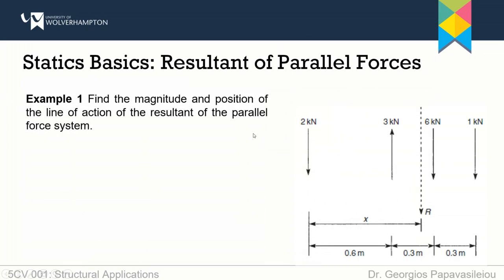And with that, let's see an example of what we have already said. Over here, you see a number of forces. We have a 2 kN force pointing downwards, a 3 kN force pointing upwards, a 6 kN force pointing downwards, and a 1 kN force pointing downwards as well. You can also see the distance between all of these forces.